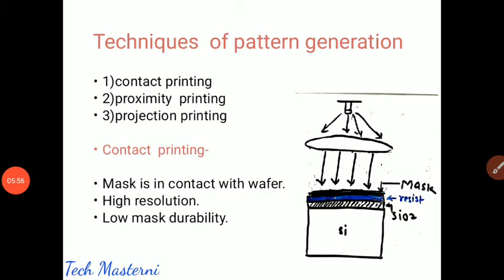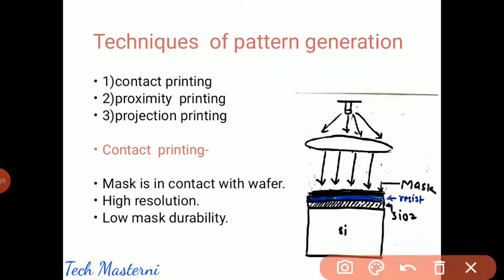Now let's see the techniques of pattern generation. We have three techniques. First one is contact printing, then proximity printing, and then projection printing. Let's start our discussion with contact printing. Why is it called contact? In this type of pattern generation, the mask is in contact with the resist. Let's see here. This is our substrate over which we have our SiO2 layer, over which I have my resist layer. Instead of placing the mask away, we have placed our mask directly above the photoresist. This is why we call it contact printing.